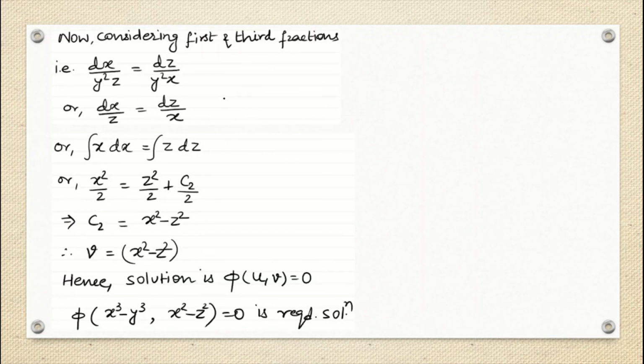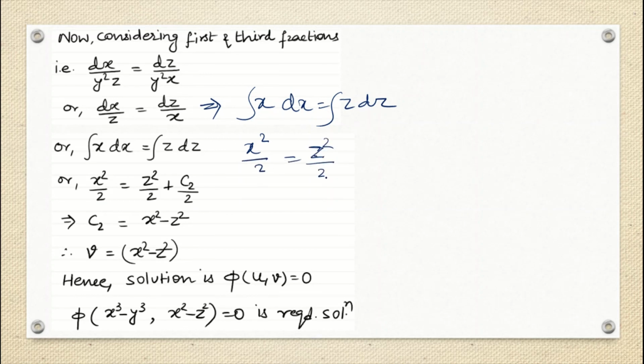Now we are talking about the second grouping. What I am writing here is x dx equals z dz. Now you write x square by 2 equals z square by 2 plus c2. Instead of c2, I am writing c2 by 2 to make the equation simpler. So finally I got C2 as x square minus z square. So C2 is only my second solution of Lagrange's PDE. That means v is x square minus z square.